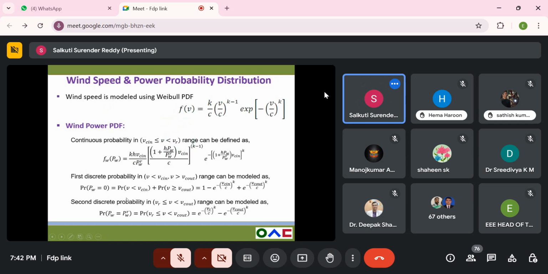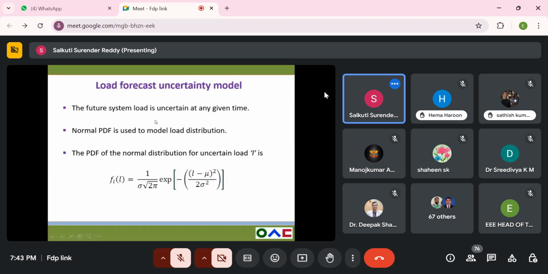Similarly, probability distribution functions can be used to model the uncertainty related to the wind velocity or wind speed. Similarly, we can also use them for the load uncertainty. Load uncertainty can also be modeled by using a normal distribution function, which is modeled like this.